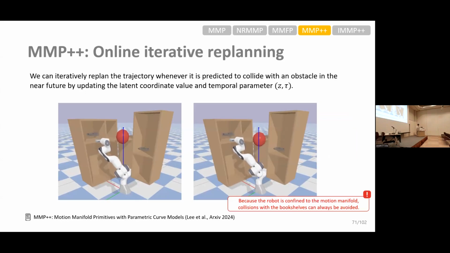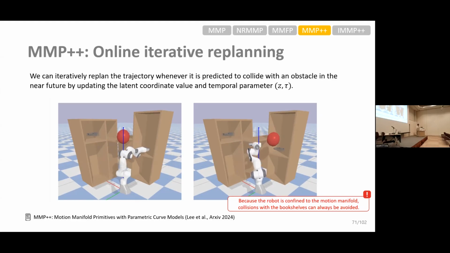Another major benefit of having continuous time reparameterization is that I think it can facilitate dynamic adaptation. Consider a scenario where there's a spherical obstacle in the path, unseen during demonstrations. Now the objective is to navigate to the final configuration without colliding not only with the bookshelf, but also with the obstacle. And if a planned trajectory is predicted to collide with the obstacle in the near future, it is possible to dynamically replan it in real time. It's done by modulating the latent coordinate value and the time parameter tau simultaneously.